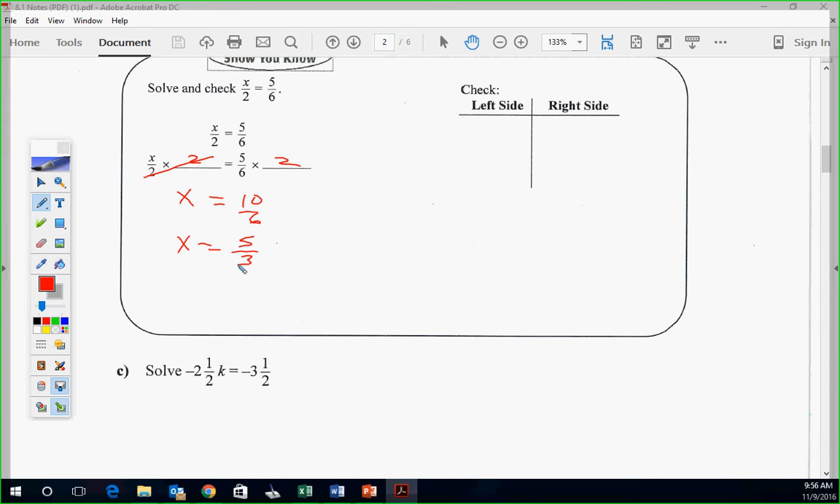Now we're going to check. I'm going to write it sideways to start: 5/3 over 2, or 5/3 divided by 2. So 5/3 times 1 over 2, because remember, it's over 1. 5 over 6. That's what I had. So we just confirmed it.